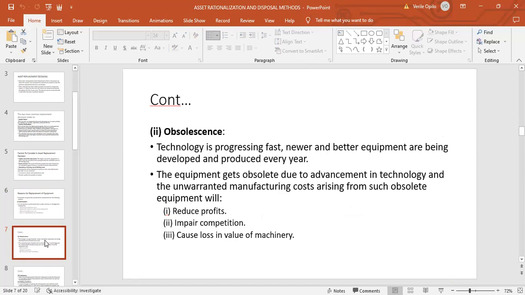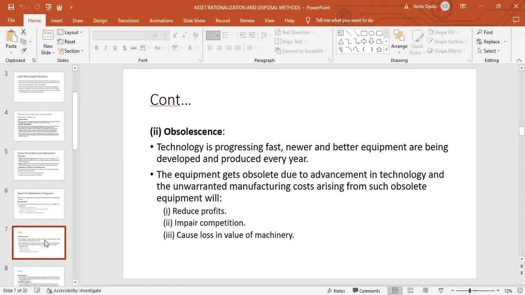The other one we have is the other reason the organization might consider to do an asset replacement, is if the assets become obsolete. That for technology, you'll find that technology usually progresses fast. You find that every now and then we have newer and better equipment being developed and produced. So the kinds of machines that were there 5 years ago, 10 years ago, are not the same machines and equipment that are currently being used by organizations.